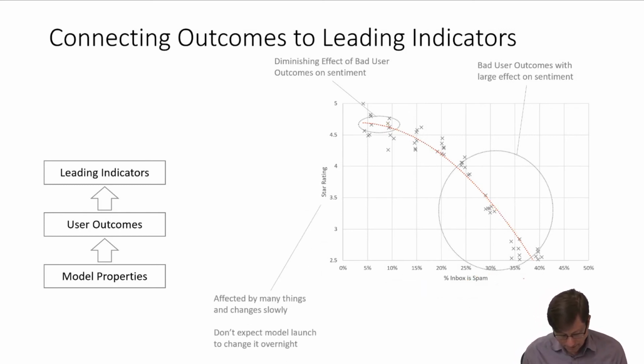Let's see what's coming up next. Right, and the star rating is affected by many things. It changes slowly. You can't expect to ship a model and move a user five points and then the very next day they even notice, because these numbers are small and irritation builds up over time.